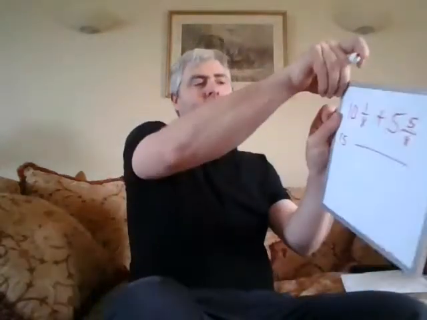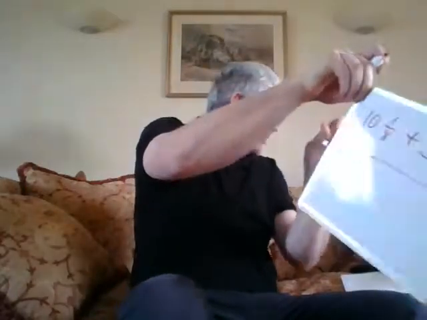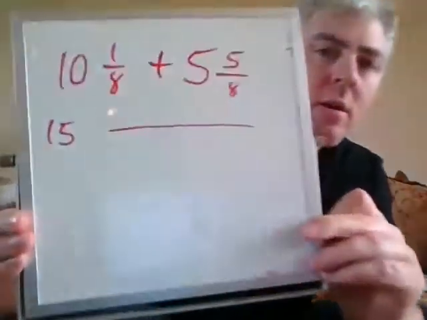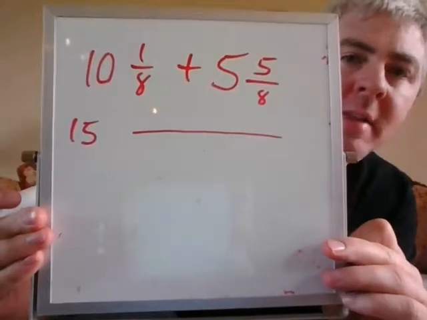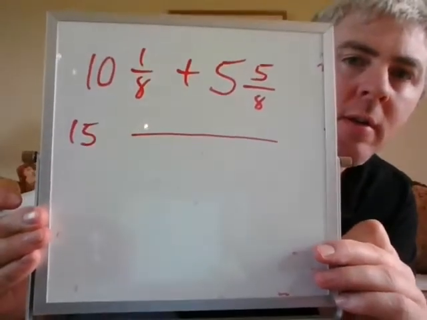Just got that here for you. This is an adding up fraction I want to show you. And so the whole numbers are 10 and 5, so I put 15 for that. Now, this is how I do it, and it's quite a good way of doing it.